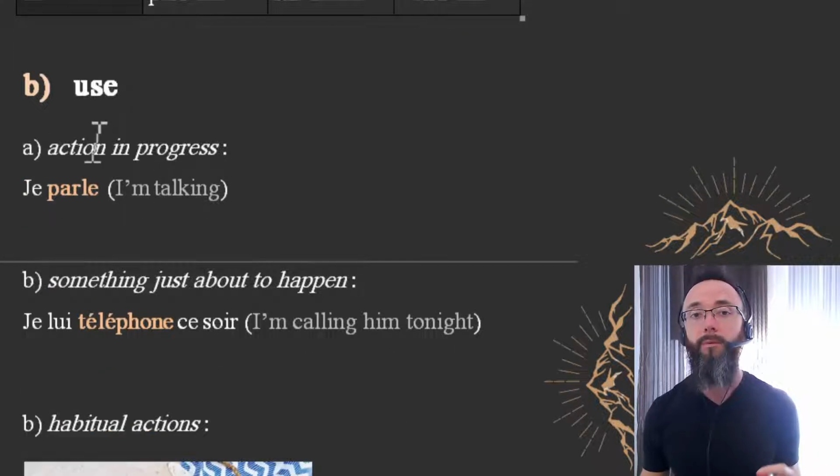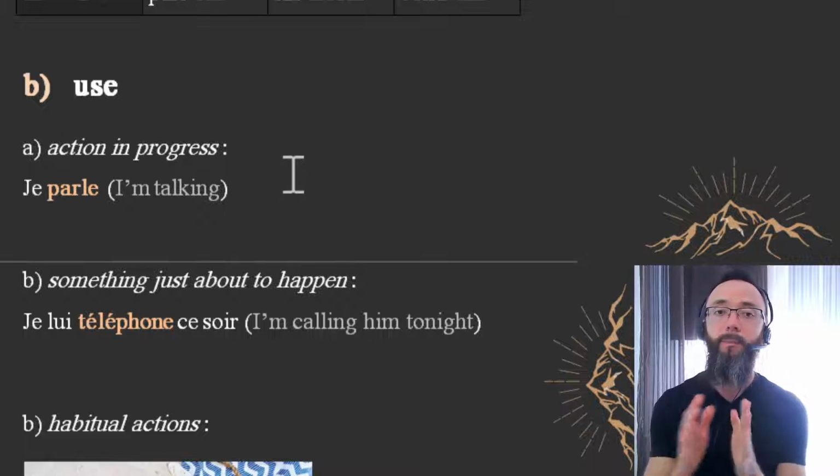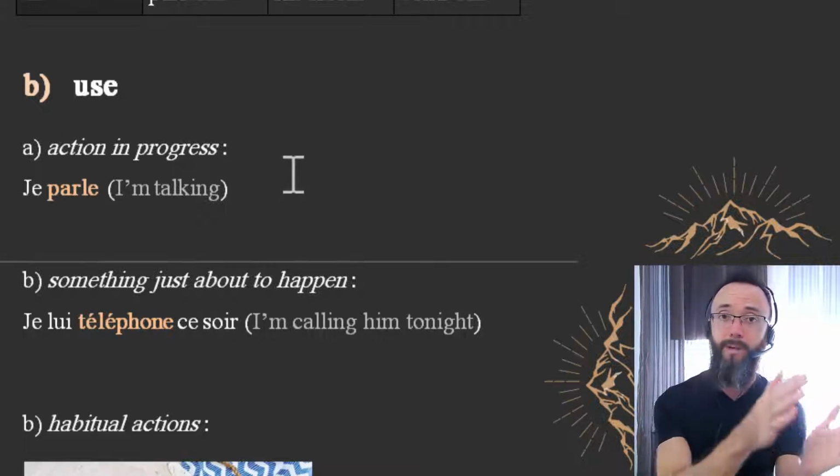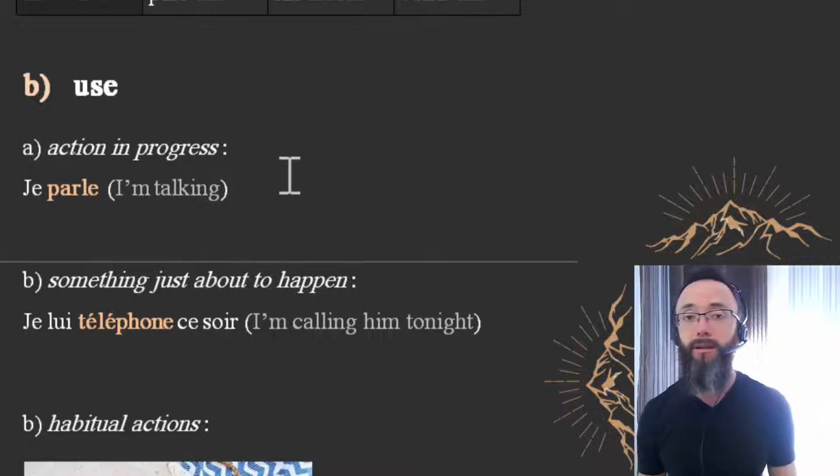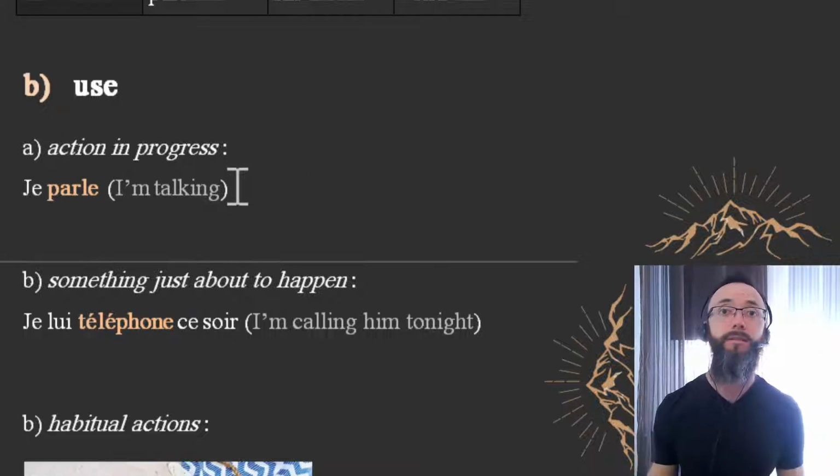First, A, we can have an action in progress. Je parle, I'm talking. This is what I'm doing right now. I'm not even kidding. Je parle, I'm talking. But you probably noticed that je parle is present tense, simple present. However, in English here, we have the present continuous. Not exactly the same. You know, I'm not saying "I talk."